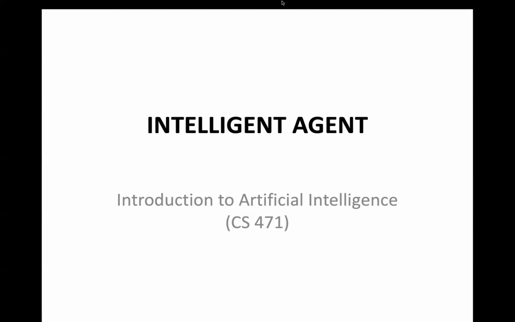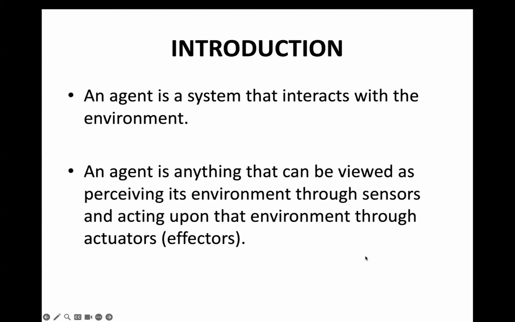Now, we said time and again, we'll keep referring to this as intelligent agents. So any system that exhibits intelligence is referred to as an agent, intelligent agent. So an agent is a system that interacts with the environment. For an agent, it should be able to see the environment where it's working in, and it should be able to respond.